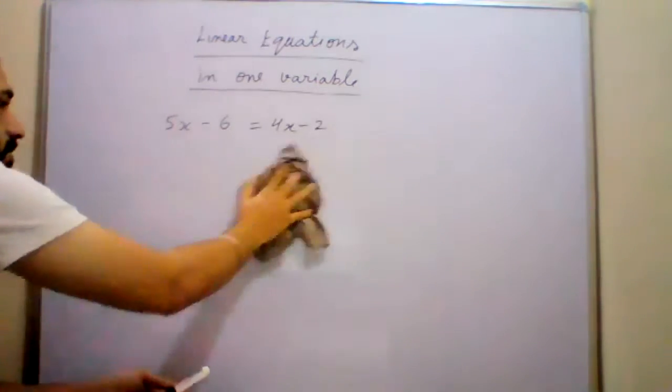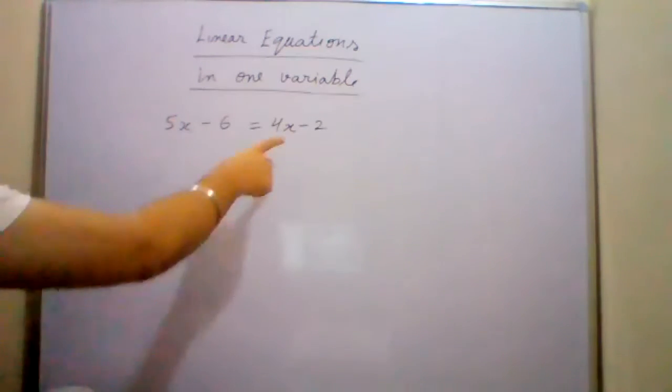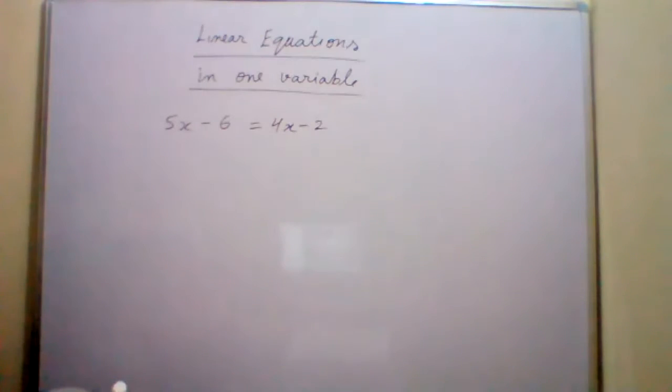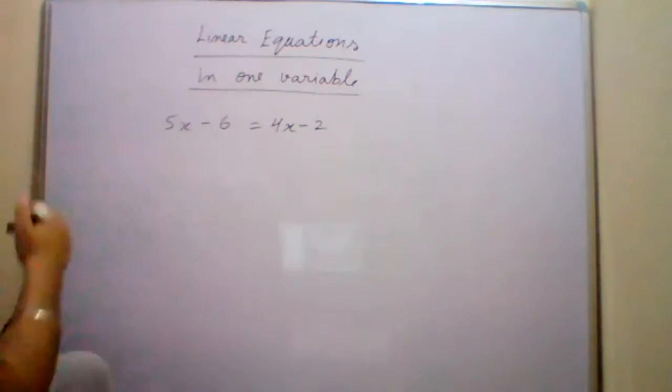Be very attentive. How to find the solution of a linear equation. This is what you have to do in the whole chapter. First of all, look for the terms which contain x. In the LHS, which term has x? The first term, 5x. And in the RHS, which term has x? The first term, 4x. So take all the terms which have x to the LHS.